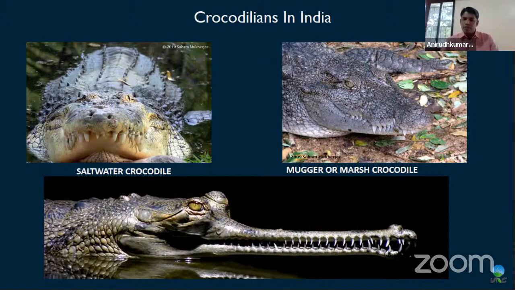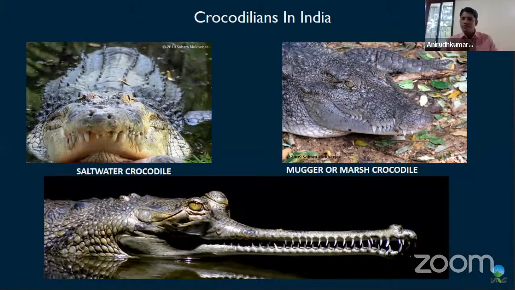Whereas the mugger crocodile or marsh crocodile is widely distributed on land, and is found majorly in rivers, ponds, lakes, canals. I think it can survive anywhere. It's one of the finest survivors. The bottom one is the gharial, which is probably the most primitive crocodile species surviving currently. I think I showed you the picture of the primitive crocodile, which looked similar to gharials, right? This is a very specific crocodile which feeds only on fish.